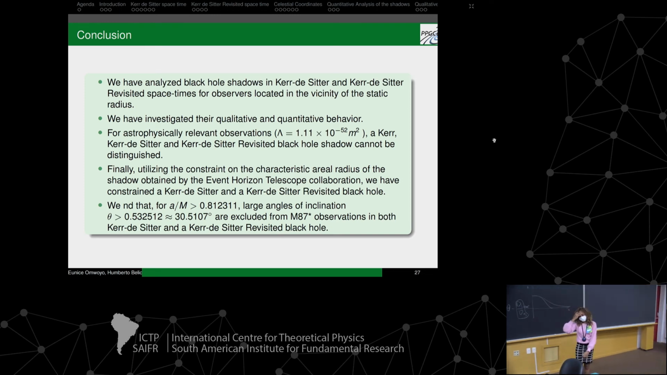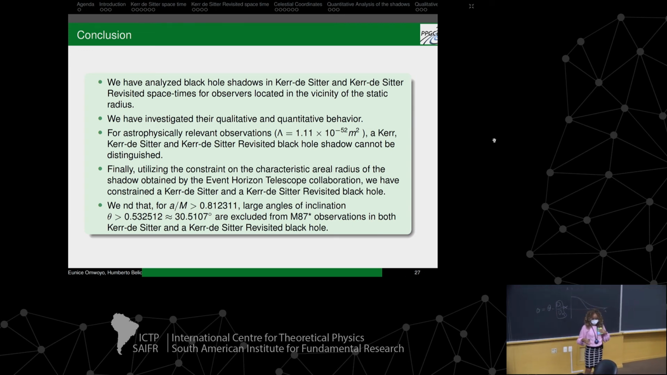We analyzed the black hole shadows in Kerr-de Sitter and Kerr-de Sitter revisited spacetime. We considered observers in the vicinity of the static radius. By treating this vicinity as asymptotically flat, we found the celestial coordinates. We showed from our results that the celestial coordinates, despite our treatment, satisfy the behavior of the corresponding photon region. We also analyzed quantitatively the shadows, and qualitatively we constrained the black hole spin and the angle of inclination.